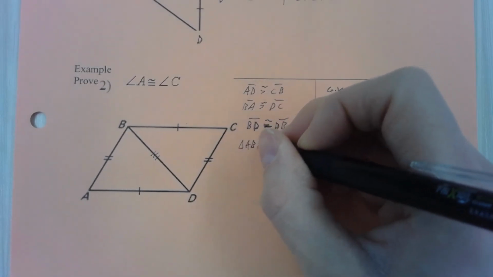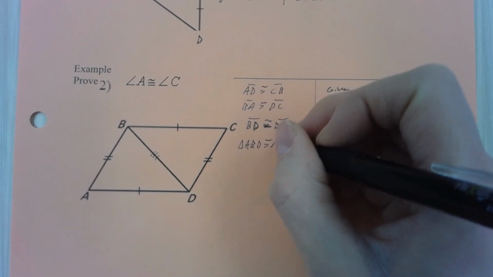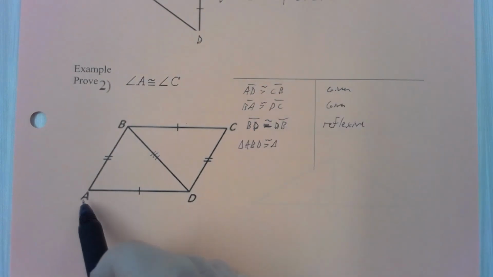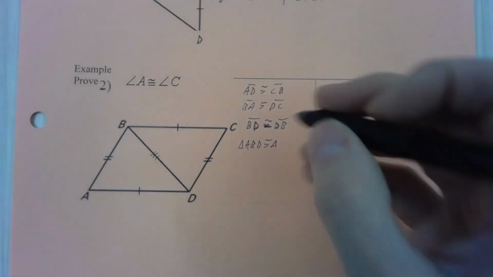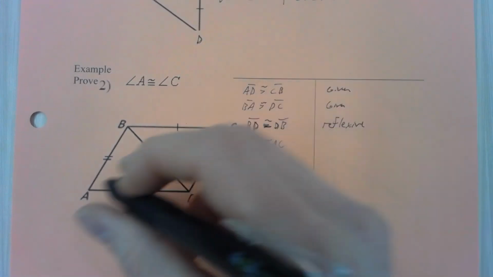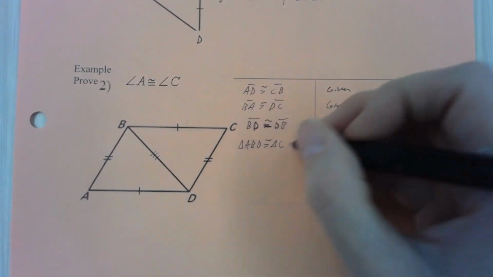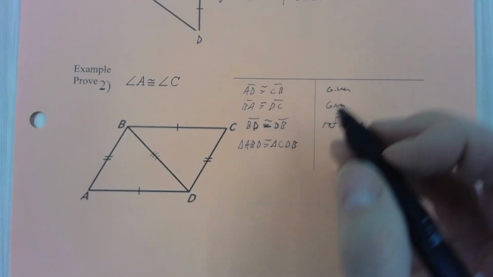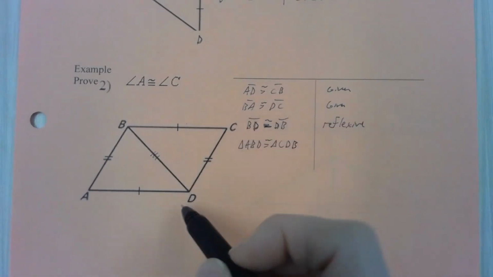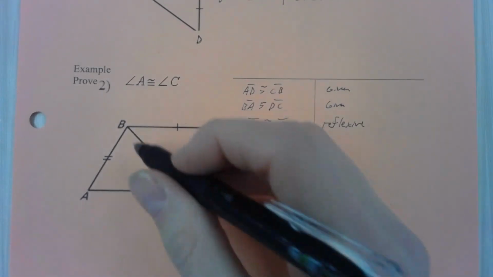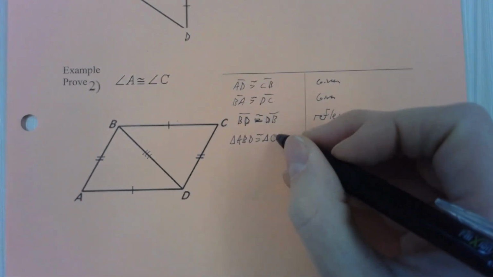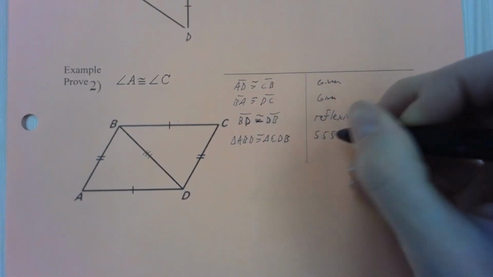Triangle ABD is congruent to triangle. If I started with A and then B and then D, I'm going to go C because that corresponds with A, and then D and then B. A, B, D, C, D, B. Because A, B goes with C, D. And that's by S, S, S.